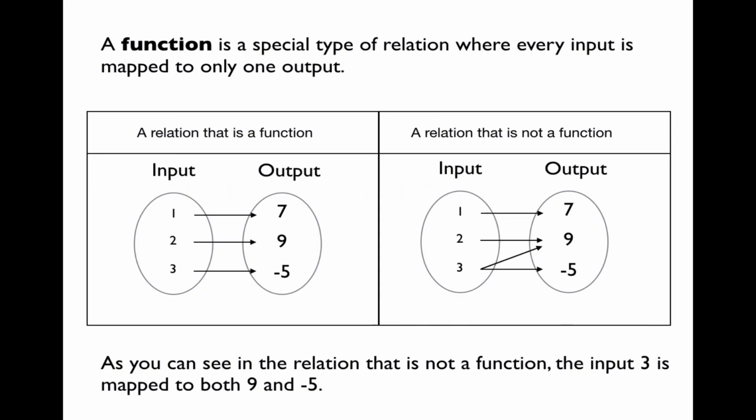Now, a function is just a special type of relation where every input is mapped to only one output. So over here on the left, we have a relation that is a function. Each input is mapped to only one output. 1 is mapped to 7, 2 is mapped to only 9, and 3 is mapped to only -5. Now over here on the right, 1 is mapped to 7, 2 is mapped to 9, but 3, the input 3, is mapped to both 9 and -5. So this would not be considered a function, because when we input 3, we can't predict a single output since it's mapped to more than one.